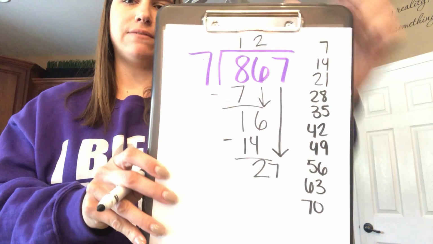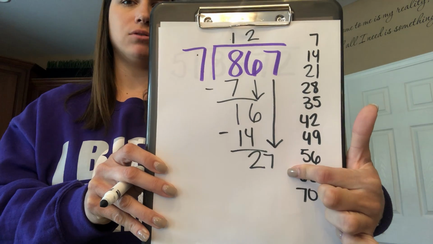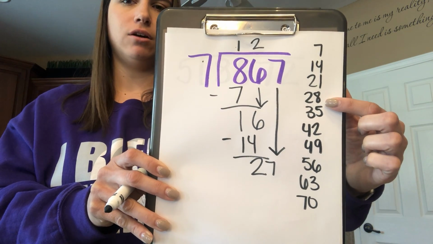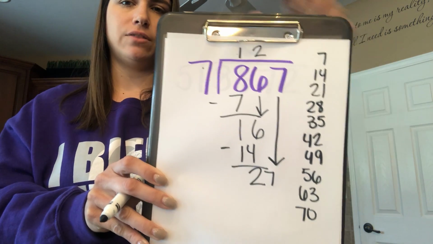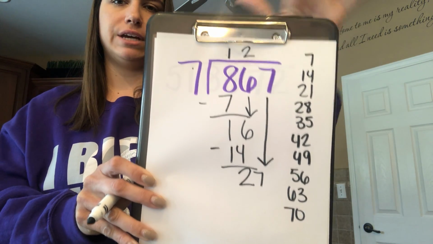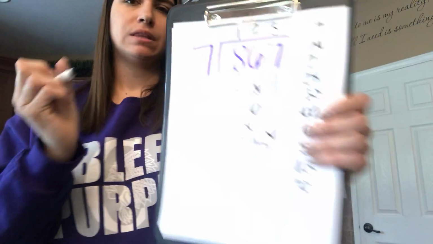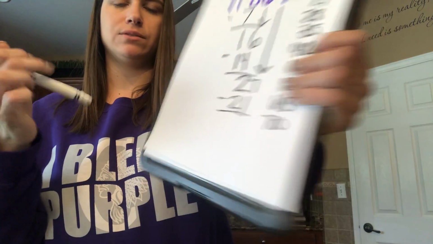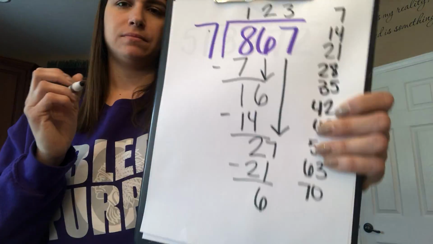So now what times 7 is going to get me closest to 27 without going over? I can't use the 28 because that's going over. So I'm going to use the 21, and I know that's 7 times 3. So the 3 is going to go on top. And then 7 times 3 is 21. And 27 minus 21, or 7 minus 1, is 6.